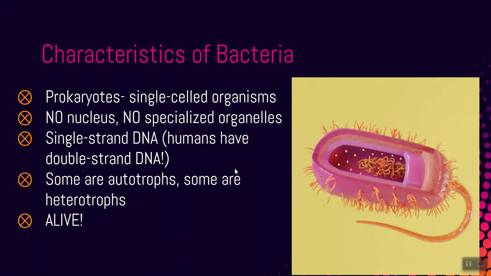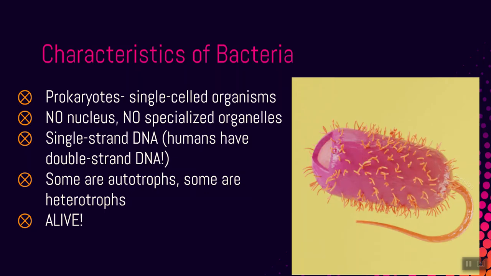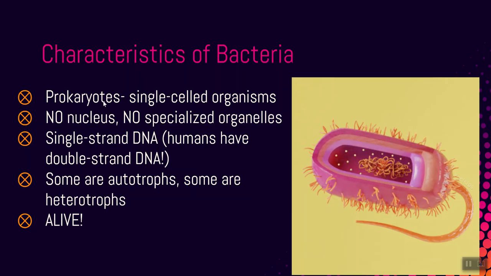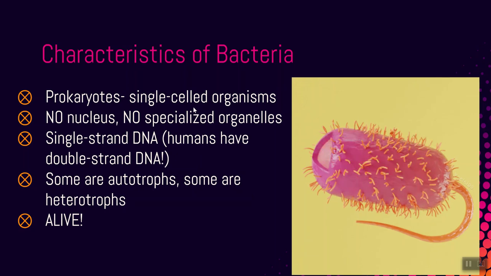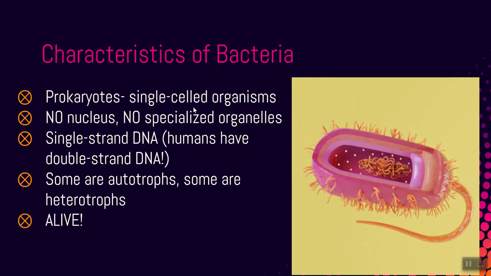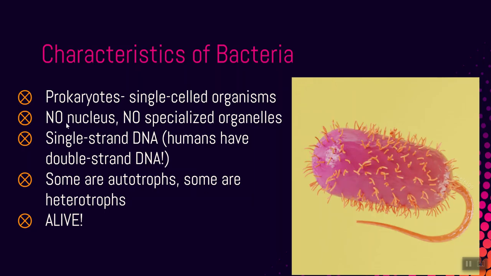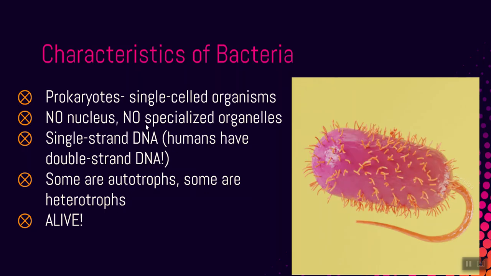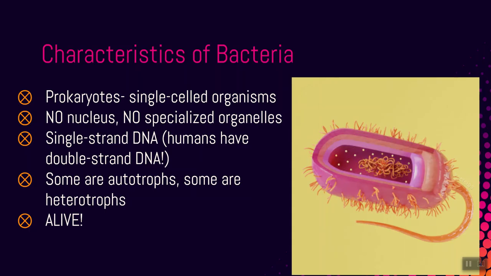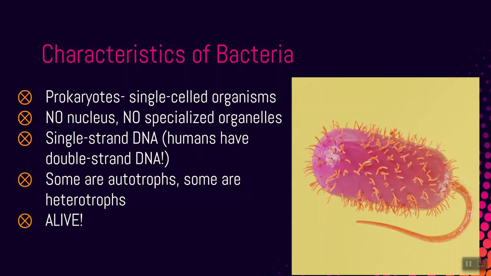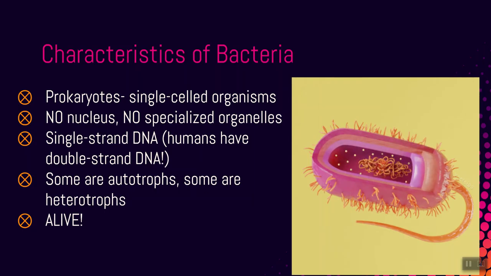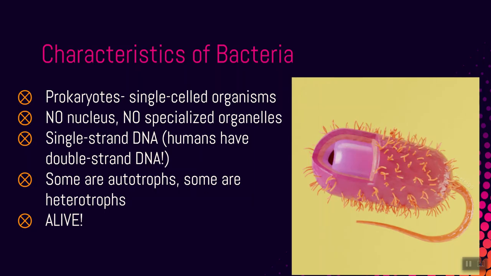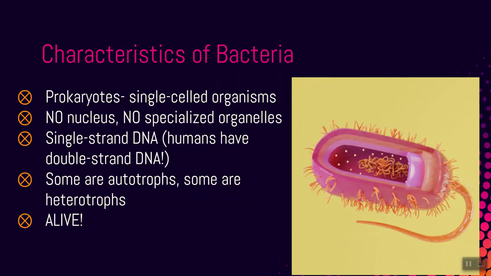Now, we characterize bacteria by these main characteristics. They are prokaryotes, which mean they are single-celled organisms. They're only made of one cell. They have no nucleus and no specialized organelles. So they don't have things like mitochondria or chloroplasts, and they have a single strand of DNA. Humans, on the contrary, have double-stranded DNA. We have that double helix that you have probably seen before, but bacteria is single-stranded.